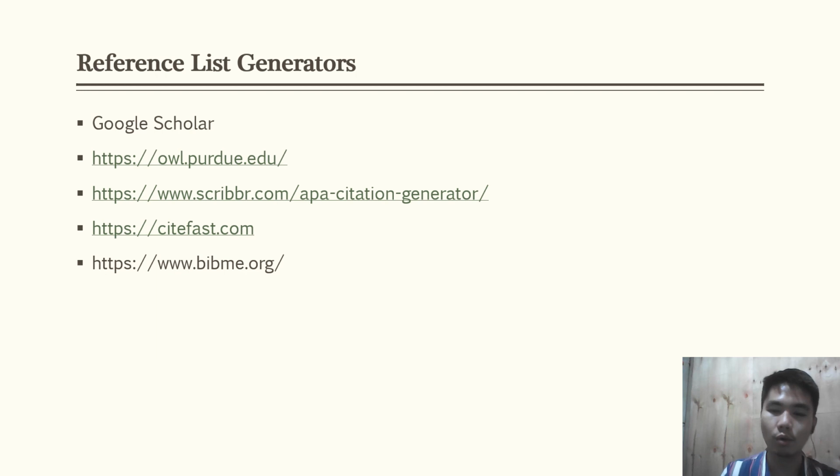Okay, so we have the Google Scholar. We also have the OWL, Purdue.edu, Scriber.com, Citefast.com, and the BeadMe.org. Okay, yung mga ginagamit ko dito are the following, no? Google Scholar, but the problem in Google Scholar, hindi pa sila nag-update, no? The format that they are using is still the APA6. Okay, so if you want to use the Google Scholar, kailangan mo lang baguhin ng konti, no? In your reference list.